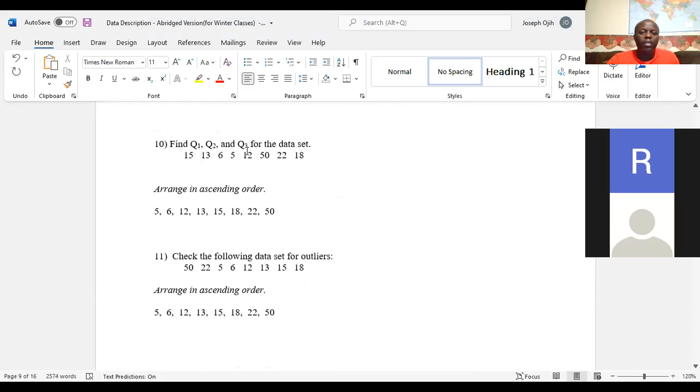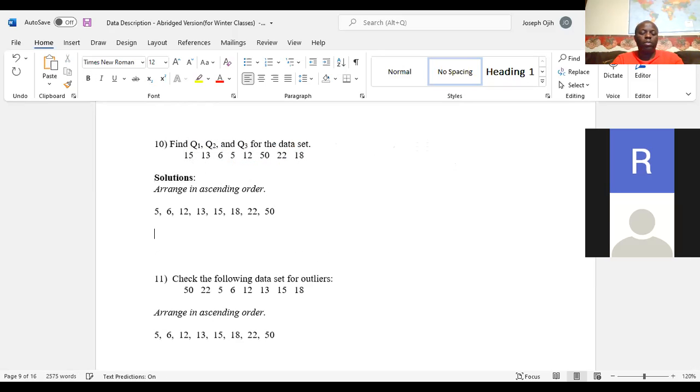It says, find Q1, Q2, and Q3 for the data set. This one, they didn't tell us where the data set was collected, but they just asked us to find Q1, Q2, and Q3. So first of all, we arrange them in order. Solution. Arrange them in order from the smallest to largest, and we go to work.